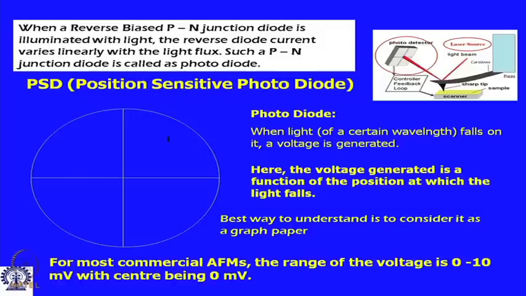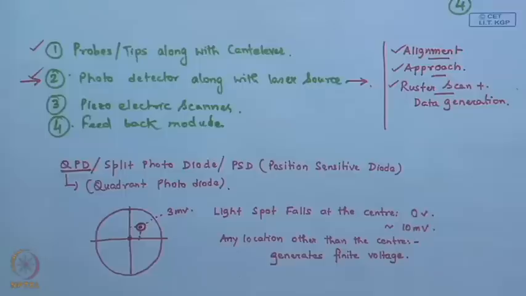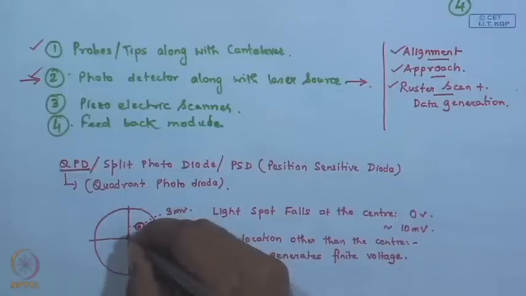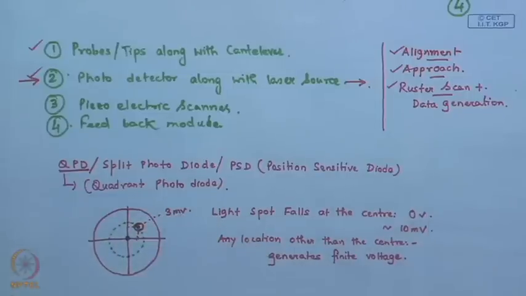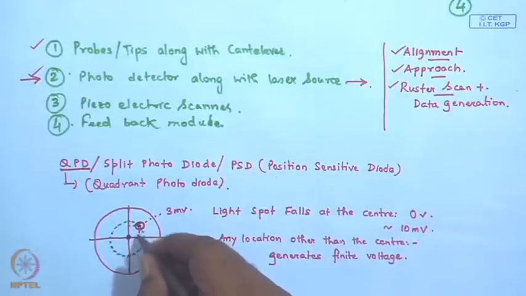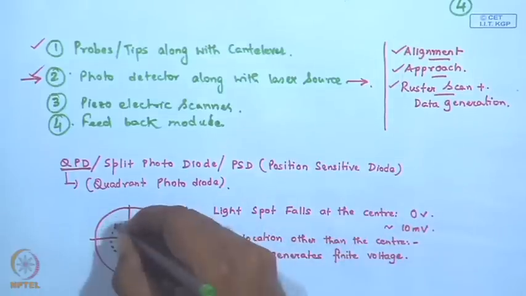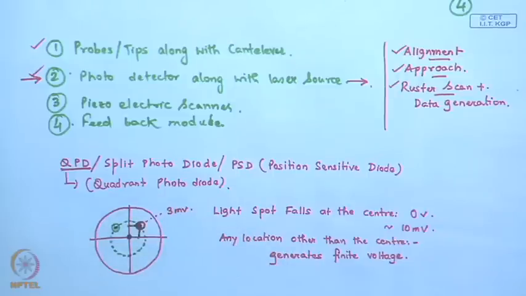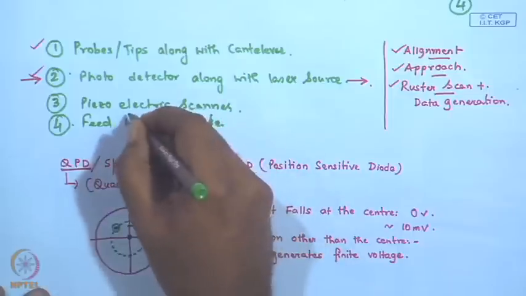But what you need to understand is how this light source comes and how this is useful in generating the scans. So in other words, the center corresponds to 0 millivolt. Let's say a hypothetical or imaginary circle passes through this point, concentric with the center. At all locations on it, the voltage will correspond to 3 millivolt, but you can individually find out the x and y components, which will be different for this point and this point. If somebody is interested, you are encouraged to find out more details, but this much is good enough for our understanding.